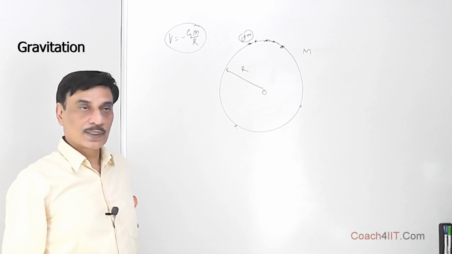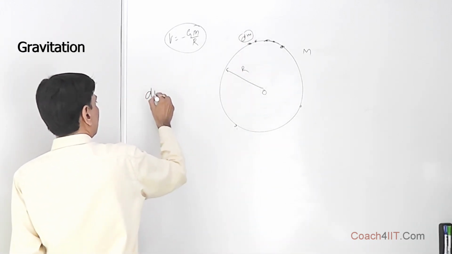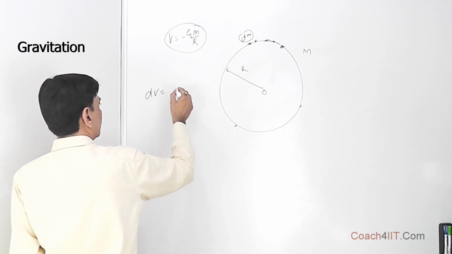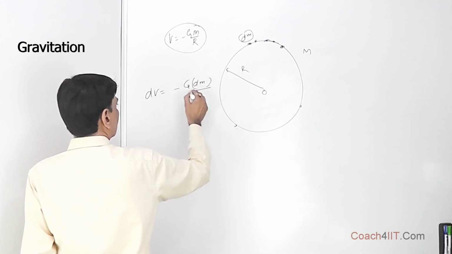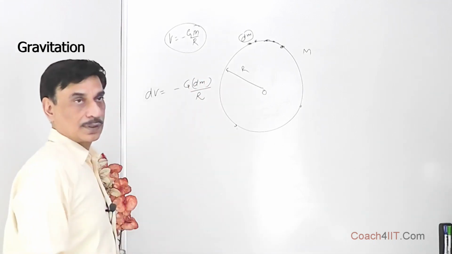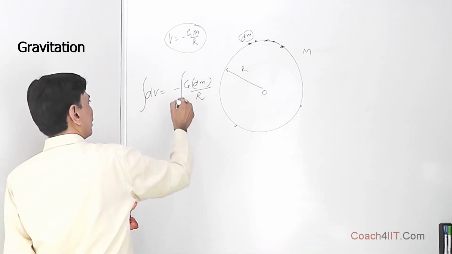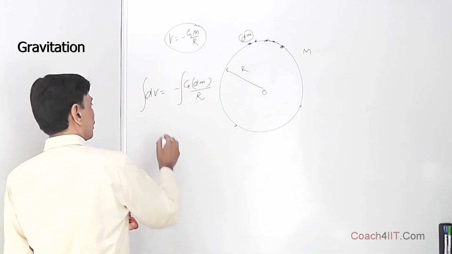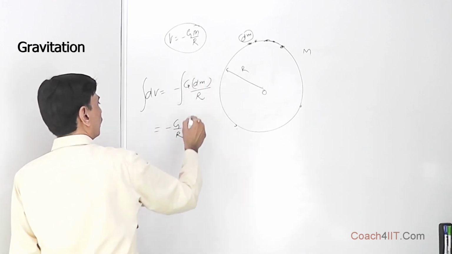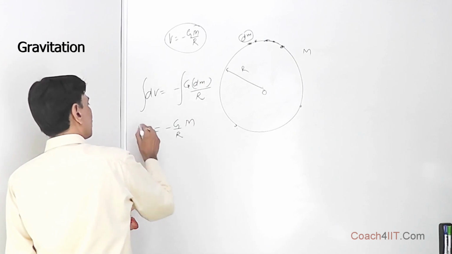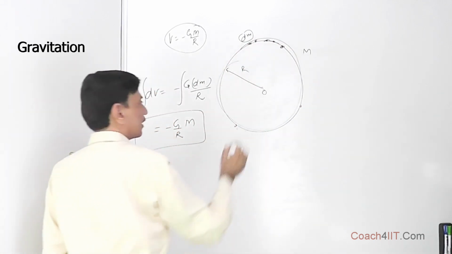So because of this dm, the differential element of gravitational potential is going to be minus G dm upon r. The distance from here to here is r, and if we have to find the total potential, we can directly integrate it. So minus G by r comes out, that is constant. The integral of dm is going to be capital M. So this is the gravitational potential because of the thin ring at the center.